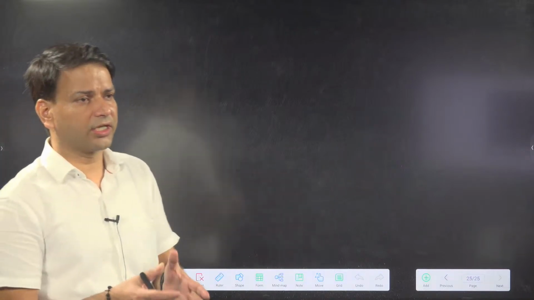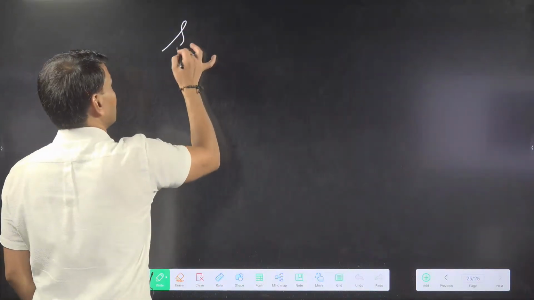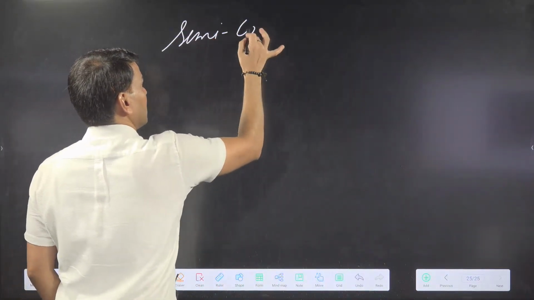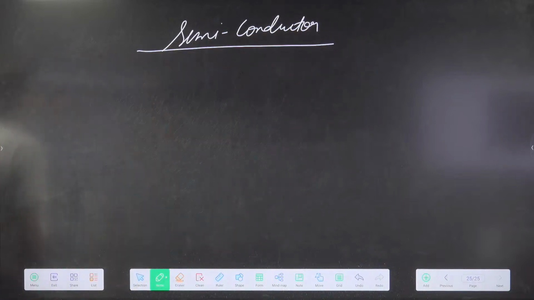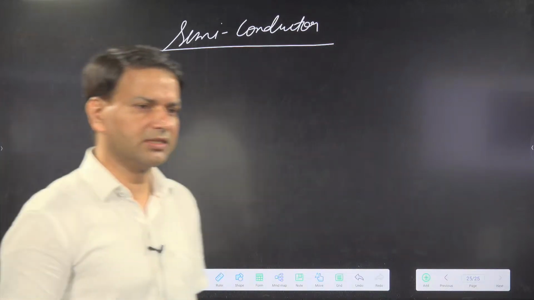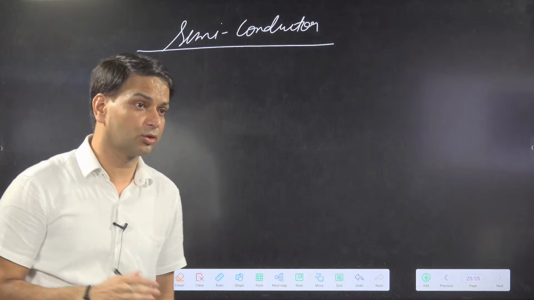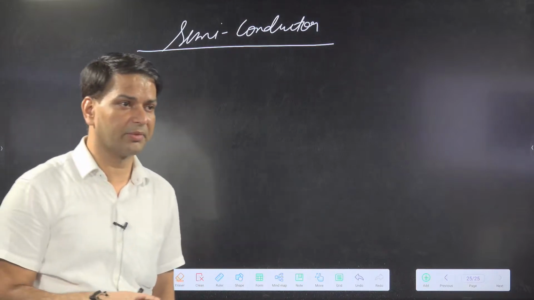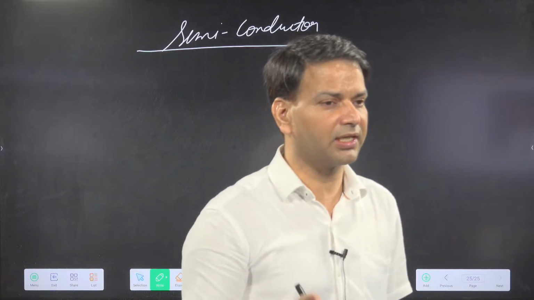Semiconductor: mainly theoretical questions they are asking from the PN junction and this. So I will discuss the theory mainly. Semiconductor, intrinsic, extrinsic. We have the idea: intrinsic means pure semiconductor. Mainly we have to discuss the two semiconductors, silicon and germanium. So pure semiconductor is called intrinsic semiconductor.